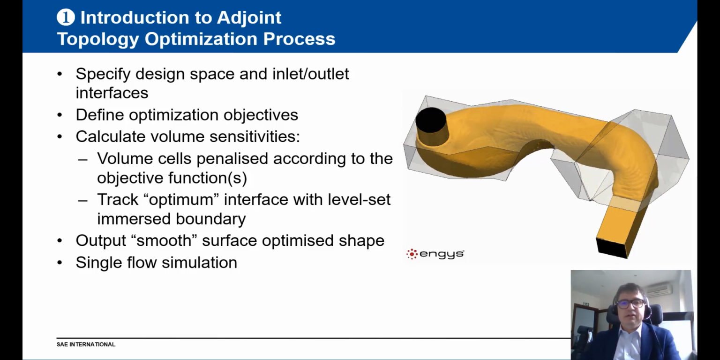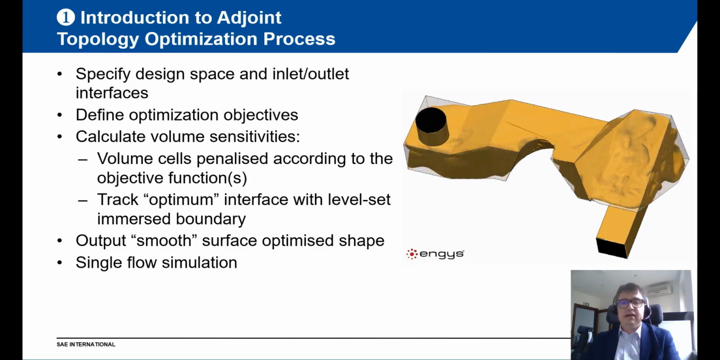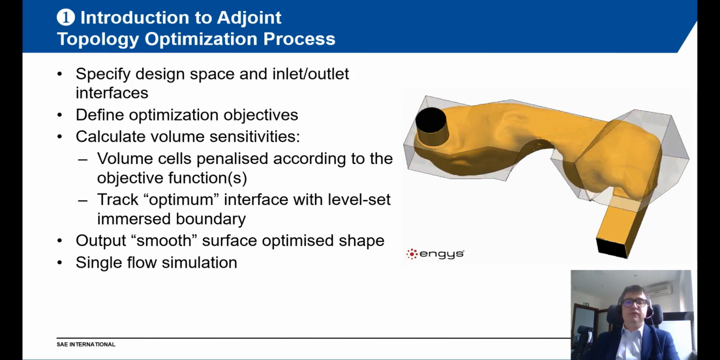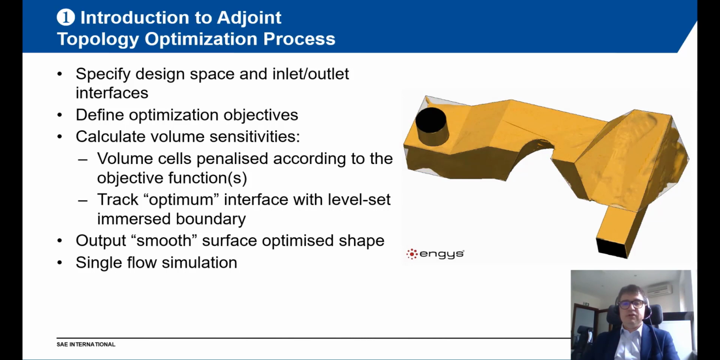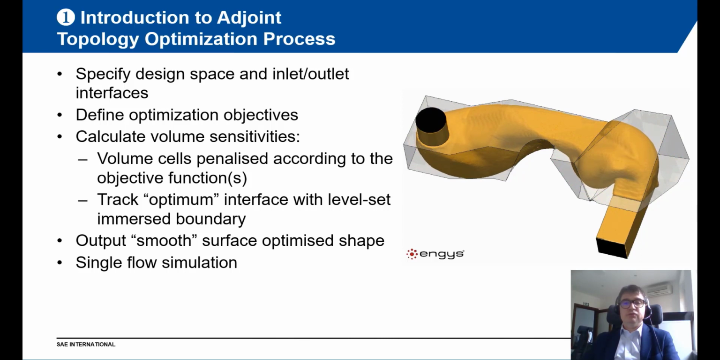For example, here you can see you start from a specific packaging space, which is shown here, and then you have an inlet and an outlet, and you want to optimize the duct for pressure losses. And this is the optimal surface, which is changing during the simulation. You can see how the surface tracking is progressing. As a final result, you get a very smooth surface thanks to the level set, which can be exported to CAD format, and then you can view it in the CAD, for example. This is only a single flow simulation. This is very important to keep in mind.